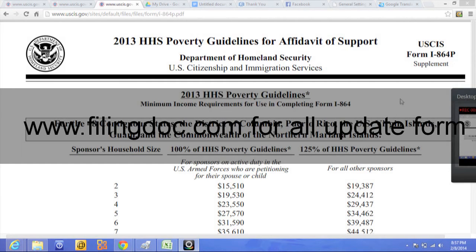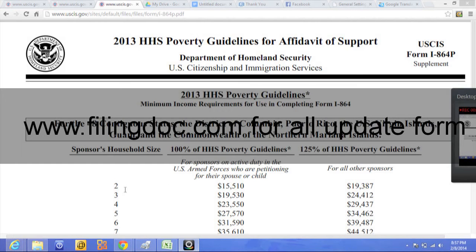I-864. You can Google it. Go on Google and type form I-864 poverty guideline. But be sure to include the year also. Okay, so this is for 2013. That's the most recent. Be sure that it's the most recent poverty guideline. This is going to be our table to find out if we have enough money.